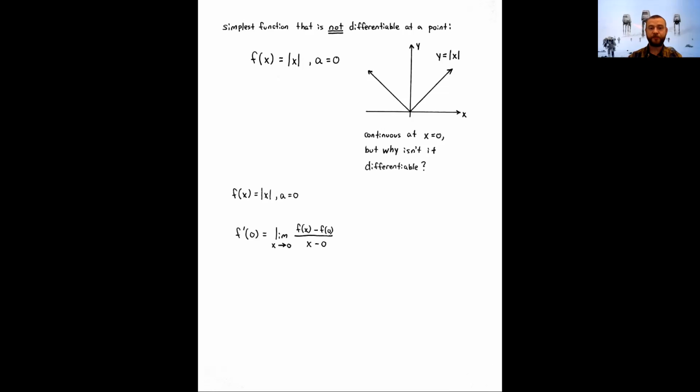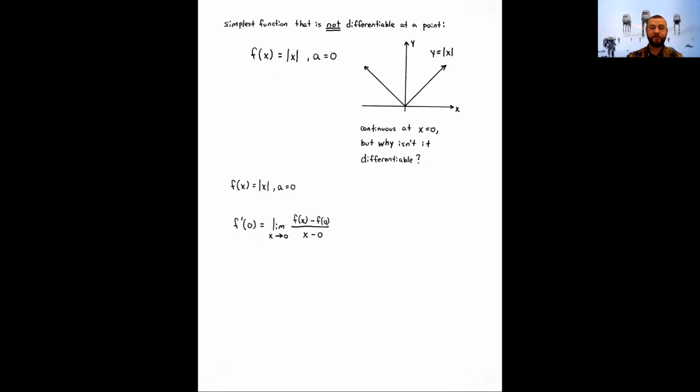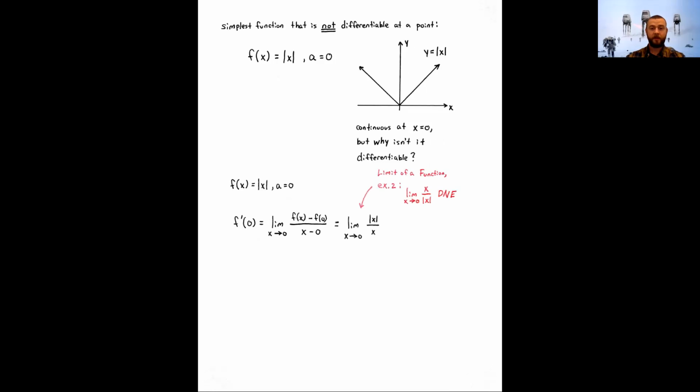Notice this simplifies rather nicely because f of 0 is 0. And f of x is absolute value of x. All right, so that's going to simplify to the limit as x approaches 0 of absolute value of x divided by x.